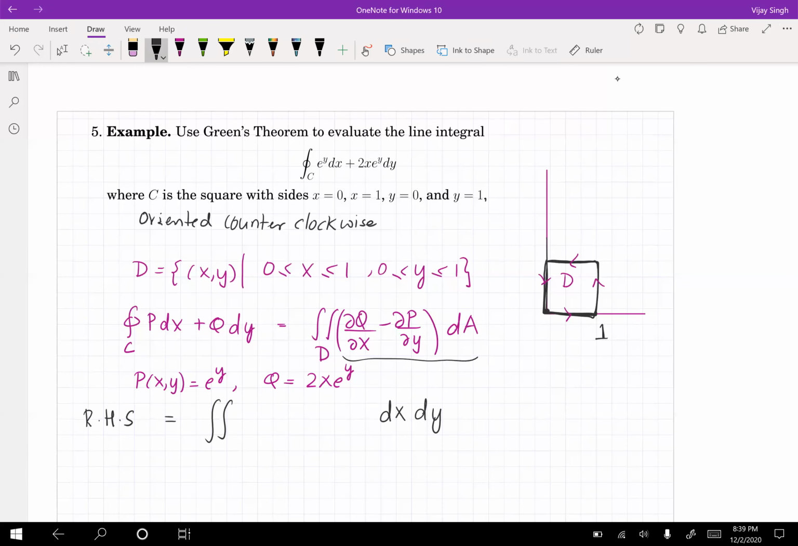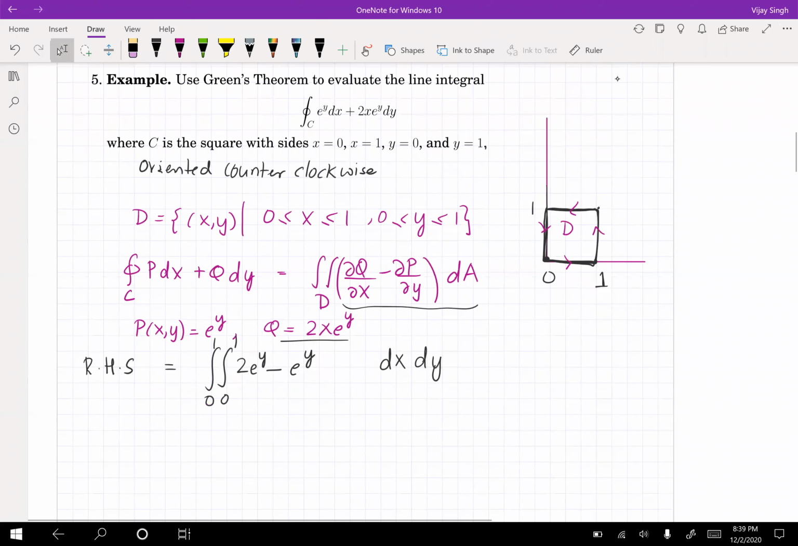What is ∂Q/∂x? ∂Q/∂x is 2e to the y. What is ∂P/∂y? It is e to the y. And the region of integration for x is 0 to 1, so x is going from 0 to 1, and y is also going from 0 to 1. So 0 to 1, 0 to 1.